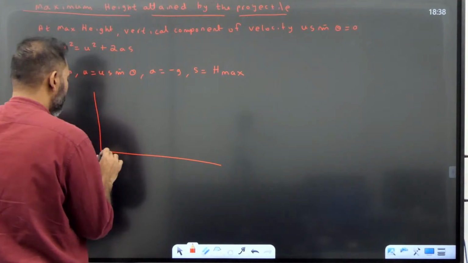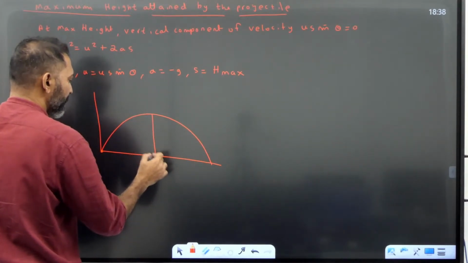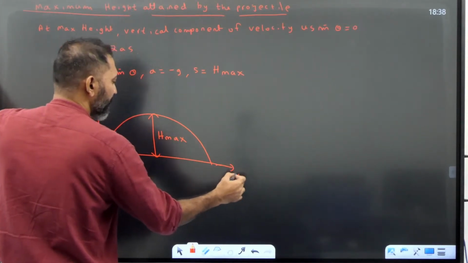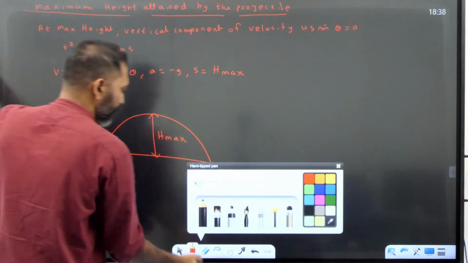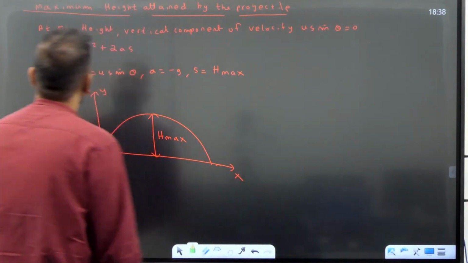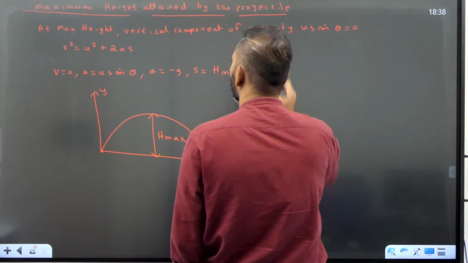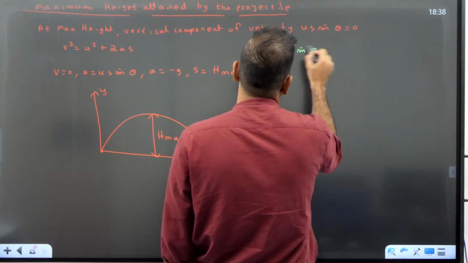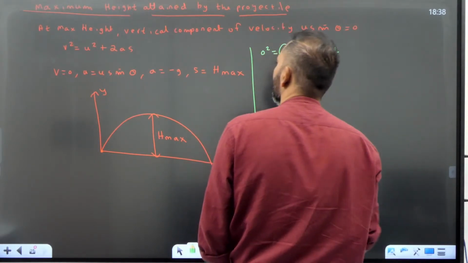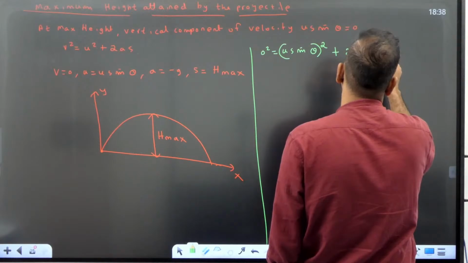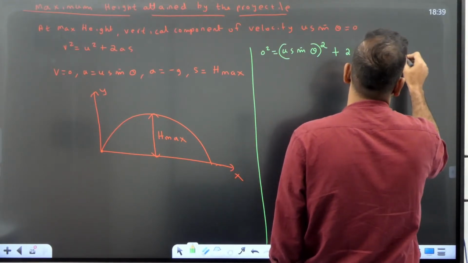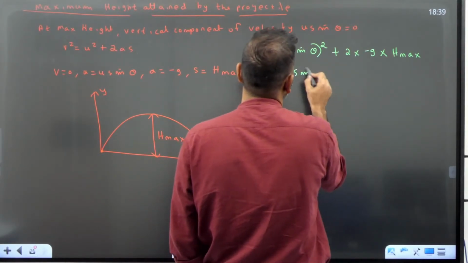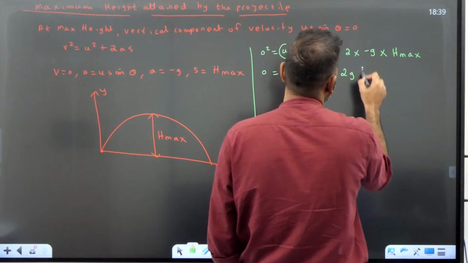What is this maximum height? I'm denoting it as h max, which stands for maximum height. Now, v square equals what? 0 square is equal to u sin theta the whole square plus 2 into, instead of a I can write minus g, instead of displacement I can write h max. So 0 is equal to u square sin square theta minus 2g h max.